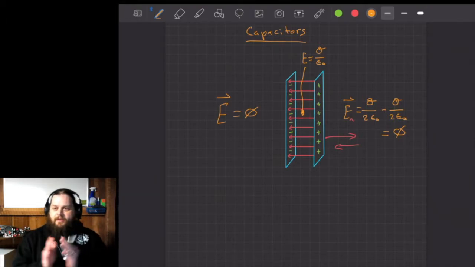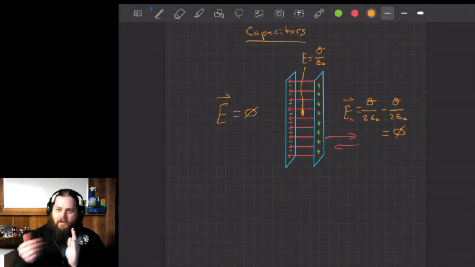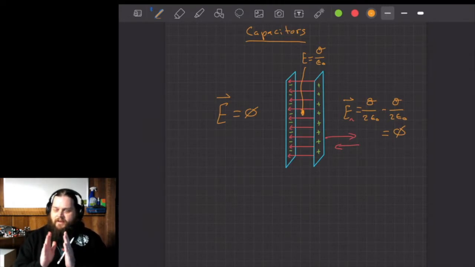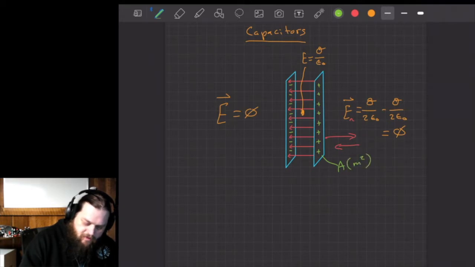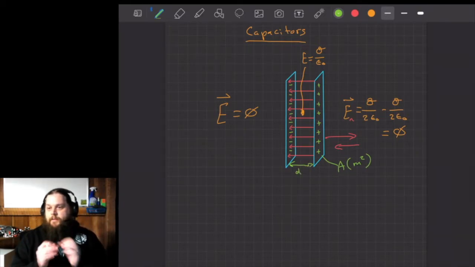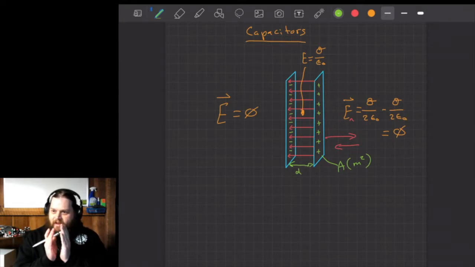So with a capacitor, you have these two charged plates with a uniform electric field between them. And what changes the capacitance is the size of those plates and the distance between them. So the area of each plate, say in meters squared, and then the distance between them, determines the capacitance. The bigger the plate is, the more capacitance it can have. The closer the plates are together, the more capacitance it has, basically.